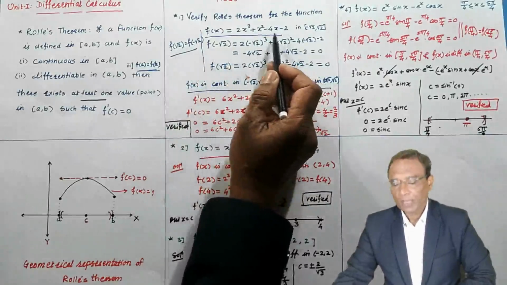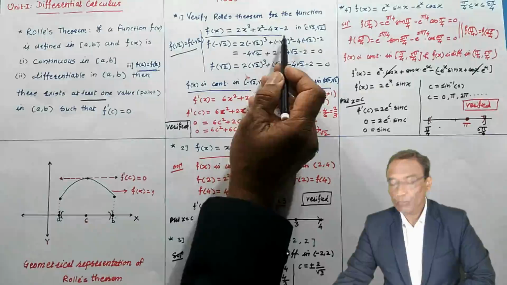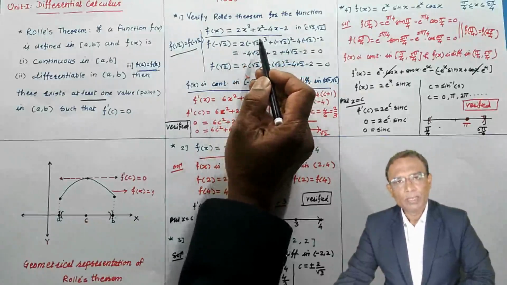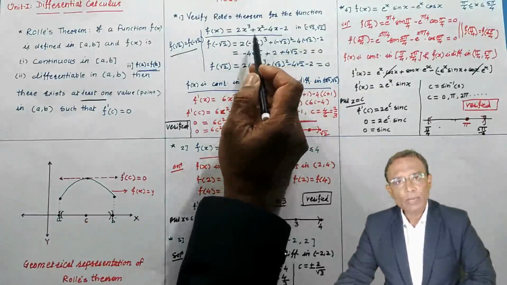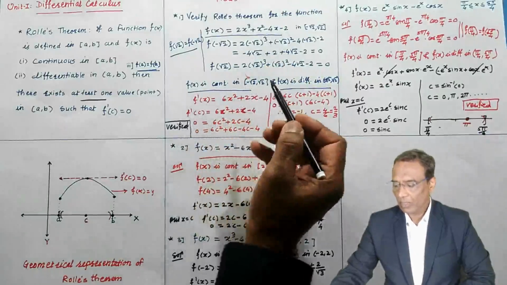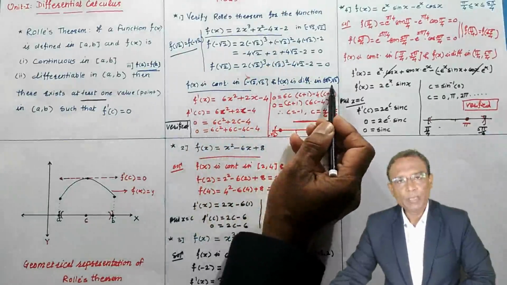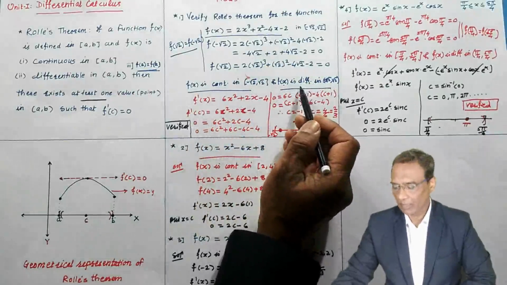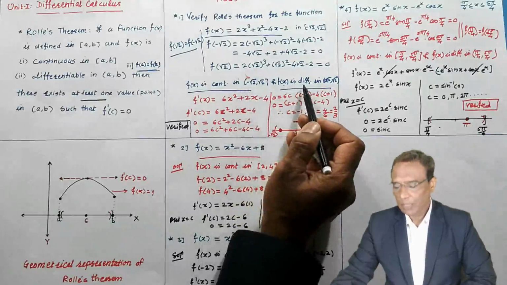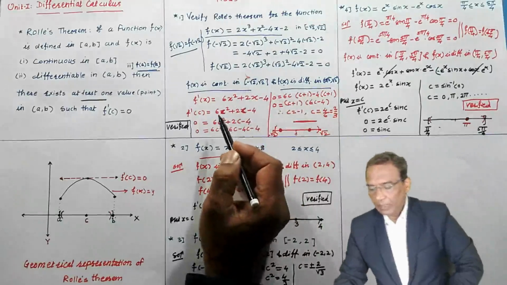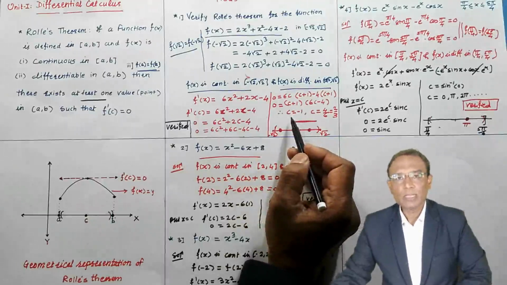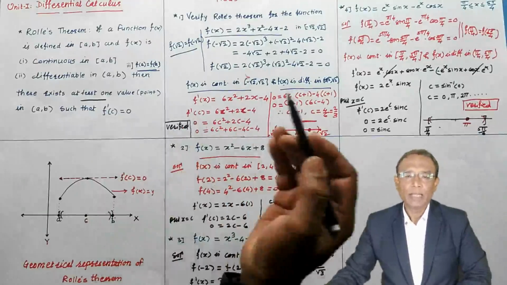This function is a polynomial function. Polynomial functions are always continuous and differentiable. It is not necessary to prove that f(x) is continuous in the closed interval and differentiable in the open interval; you can straight away write it. In MCQs, questions about continuity and differentiability may be asked, and then the value of c is asked. C is the point which is in between a and b.